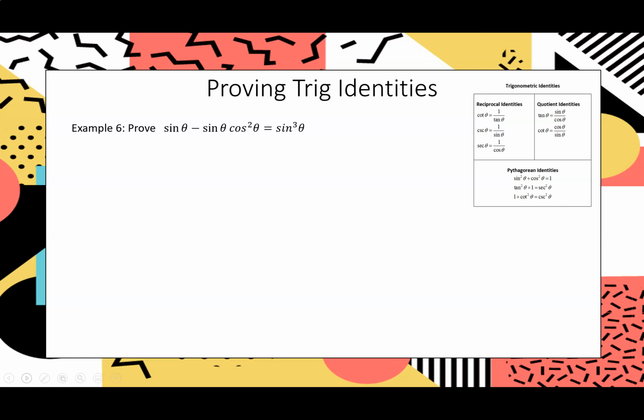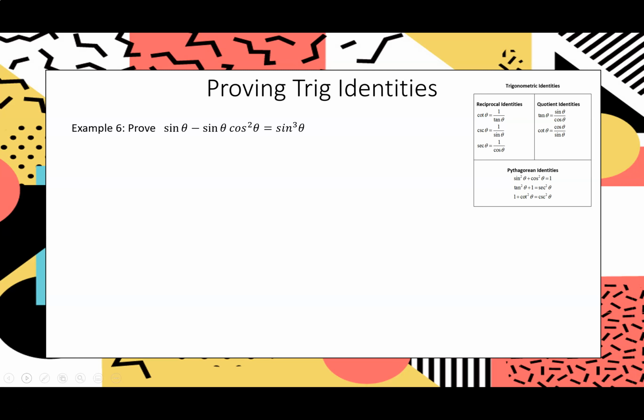All right, example 6. We've got sine theta minus sine theta times cosine squared theta equals sine cubed theta. Now, if you want to pause this video and do it yourself, you're welcome to. I want to emphasize that if you just did this on your own and you got it, you might have a totally different way of doing this problem and getting it correct than the way that I do it. And that's perfectly fine as long as the way that you do it is legitimate math.